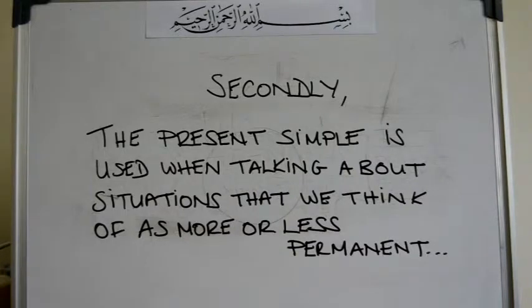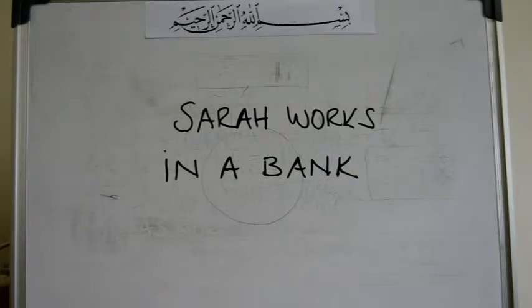Secondly, the present simple is used when talking about situations that we think of as more or less permanent. Sarah works in a bank. Sarah, at some time in the past, began to work in a bank, and at this present time she works in a bank, and for the foreseeable future she will continue to work in a bank. So to say that she works in a bank is more or less permanent.